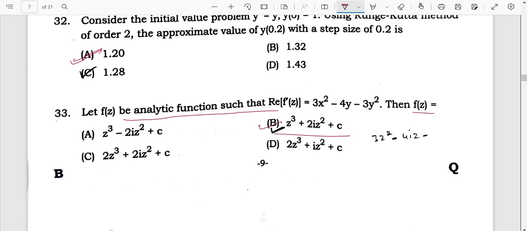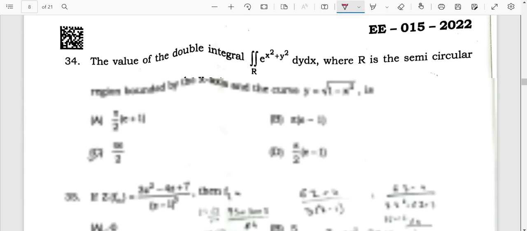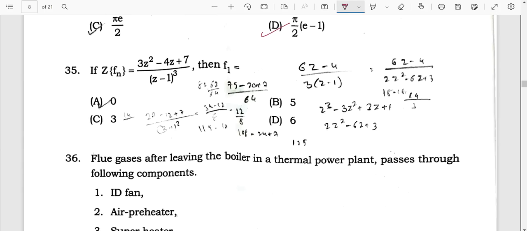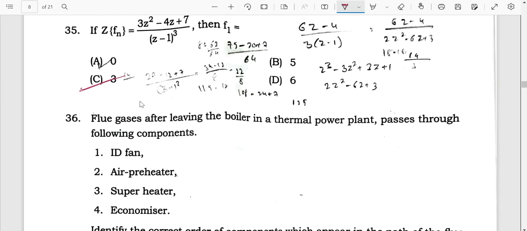Okay, so let's move to the next page of this video, right? The value of double integral of e power x square plus y square dy dx, where R is a semicircle region bounded by the x-axis and curve y is equal to 1 minus x square. So answer is pi by 2 of e minus 1 here. Next one, if Z of f of n is equal to 3z square minus 4z plus 7 divided by z minus 1 whole cube, then f1 is. So answer for this question is 3. Okay, next come to the technical part of this paper.